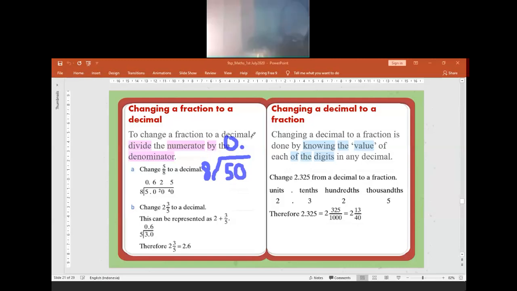There is a number bigger than 40. A multiple of 8 but bigger than 40. What number is it? 48. So I can do 6. 6 times 8 will be 48. After 48, the leftover is only 2.